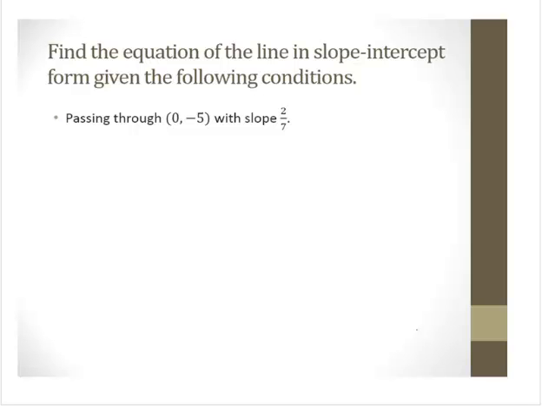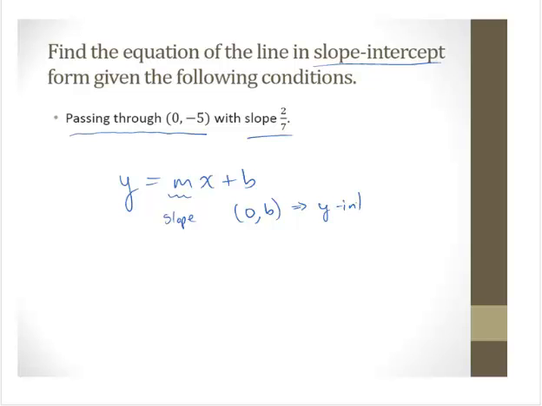All right, so now kind of switching back over to linear equations, not so much with functions. What if we're trying to find equations of lines, and we're given various information? All right, so first, we have a line passing through 0, negative 5 with slope 2/7, and we're asked for the equation of the line in slope-intercept form. So recall that's y equals mx plus b, where m is the slope, and the ordered pair 0, b, that's the y-intercept.